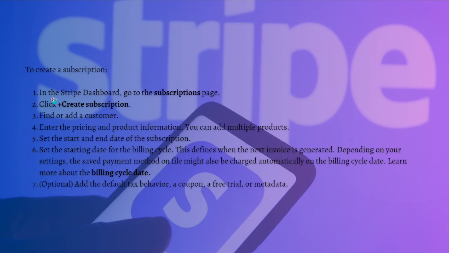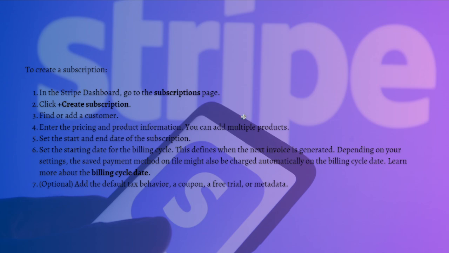So first, in the Stripe dashboard, just go to the subscriptions page and then just click create subscription, and then you'll just need to find or add a customer and just enter the pricing and the product information, and you can even add multiple products if you want to. Then set the start and end date of the subscription and just set the starting date for the billing cycle. So this defines when the next invoice is generated depending on your settings.